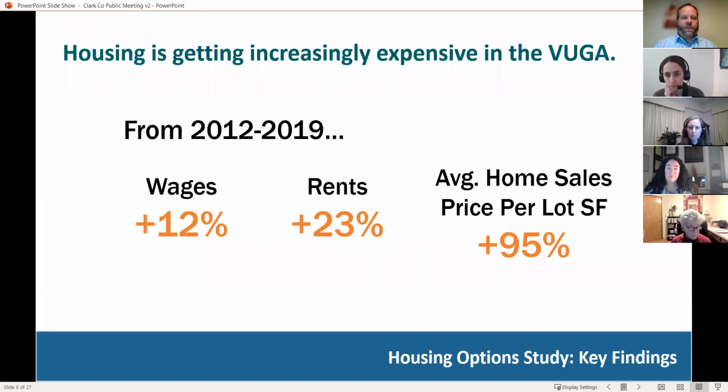So some of our key findings, the first one that I want to note is that housing is getting increasingly expensive in our study area. Wage growth has been outpaced by increases in rents and in home sale prices. So you can see wages over the 2012 to 2019 period increased 12%, rents a little bit more at 23%, and average home sales per square foot 95%. So again, clearly housing is getting more expensive in our study area.